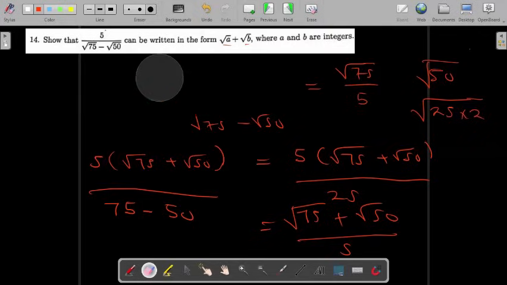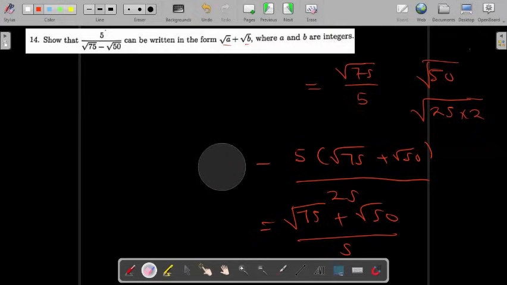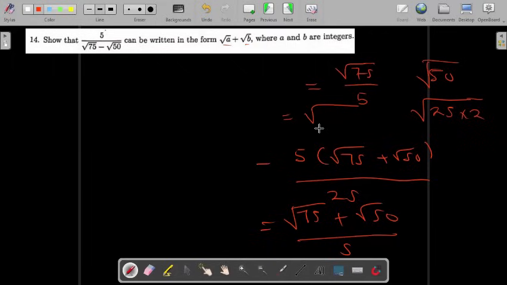Let me erase this part. 25 by 2. Then for this 75, what is the 75 for it? How is it going to be? Here we said 50 is 25 by 2. 75 is 25 by what? By 3. Yeah, by 3. Okay, so we have 25 by 3.